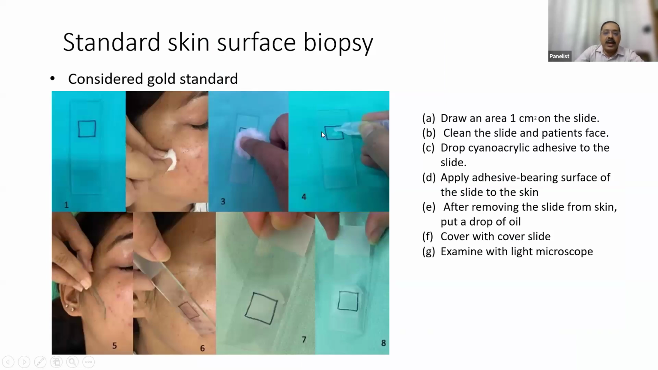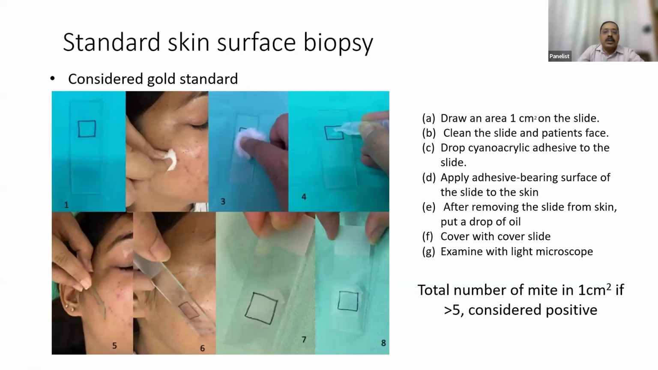Some people have actually modified it where they put a 1 square centimeter area so that you actually can count the number of demodex in a 1 square centimeter area. So if the total number of mites in 1 square centimeter is more than 5, it is considered positive, and it is not a commensal, it is actually an infestation which has occurred, and that should be treated.